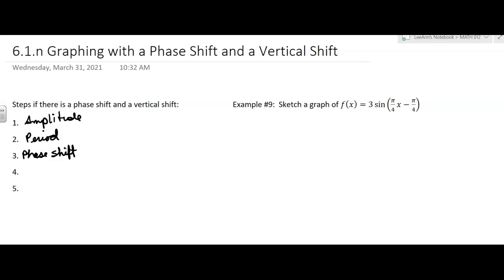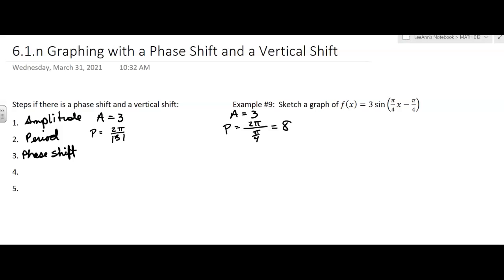Okay, so in example 9 here, the amplitude is 3. It's a sine curve, by the way. So A is 3, the absolute value of A is 3. And then the period is going to be 2 pi over the absolute value of B. In our case, the period is going to be 2 pi over 4. If you invert and multiply, you're going to get 8 for that. So it's going to have a period of 8.